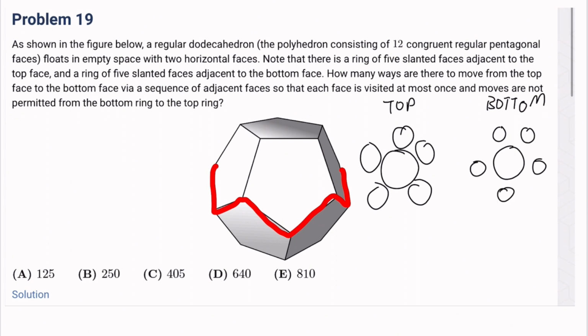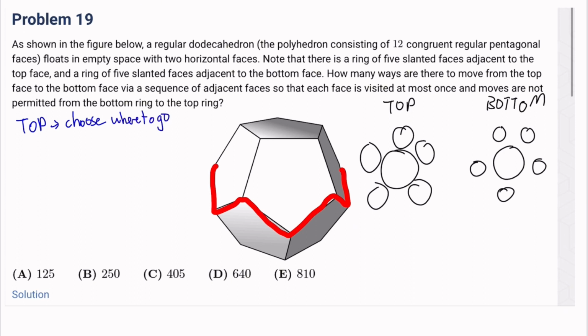And so it asks how many ways are there to move from the top face to the bottom face by a sequence of adjacent faces, right? So we have to start with the top face. So we start at the top, and then we want to choose where to go.